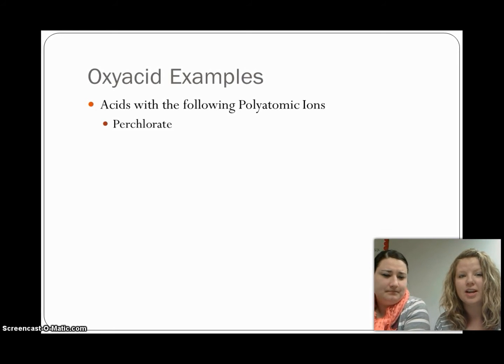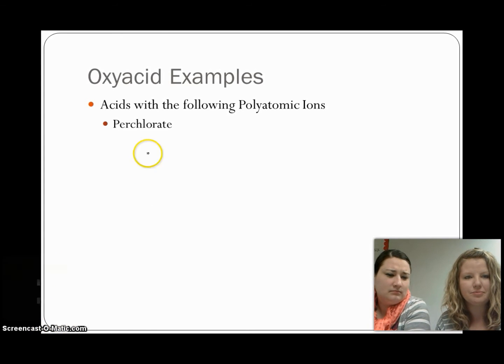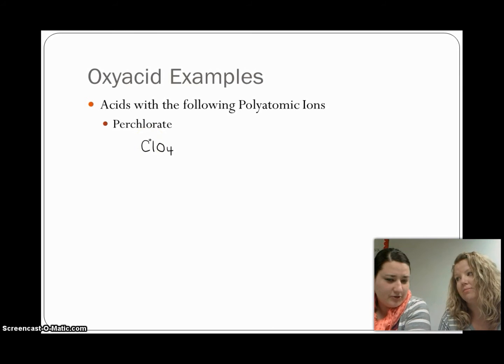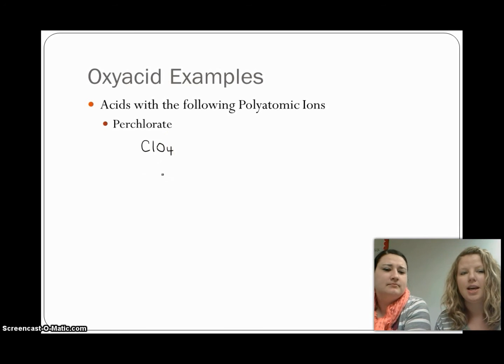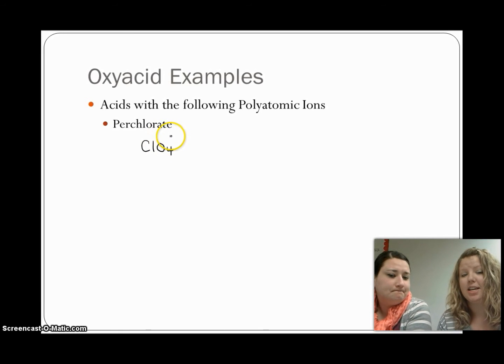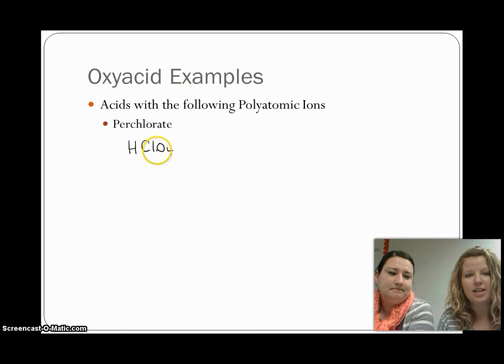So, perchlorate. First of all, we know perchlorate, so we have to write that. It's ClO4. Now, in order for it to be an acid, what do I have to have on the front? A hydrogen. Now, this is the part that kind of reminds you of ionic bonding. How many hydrogens do I need? That's a good question. What's the charge of perchlorate? Since I know it's a -1 charge, we only need one hydrogen. So it's going to be HClO4.